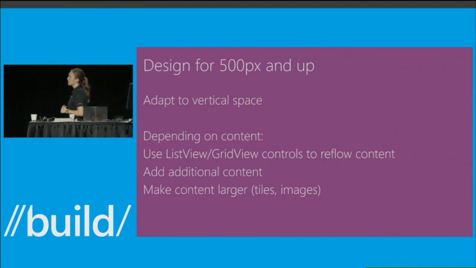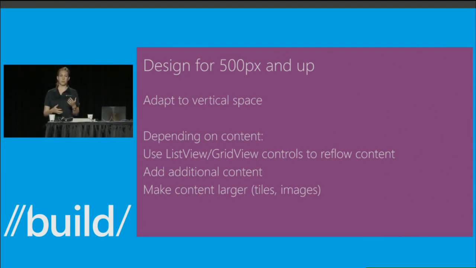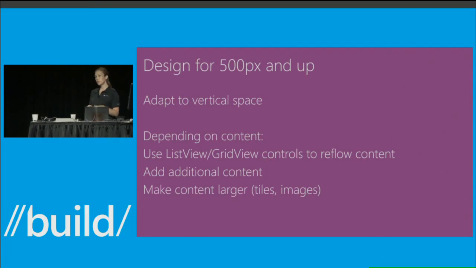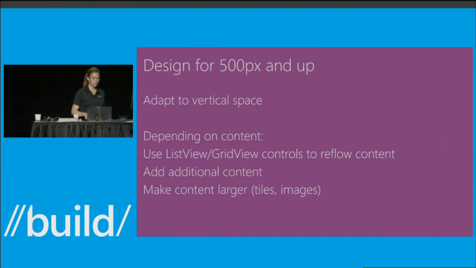The second method is adding additional content. So you can imagine that Mail app is really easy to adapt to vertical screens because it's just lists of email coming in. You can just add more email. But this applies to a lot of apps. So anything with feeds, anything that's kind of a query result type of collection, it's pretty simple to add additional content to fill that space.